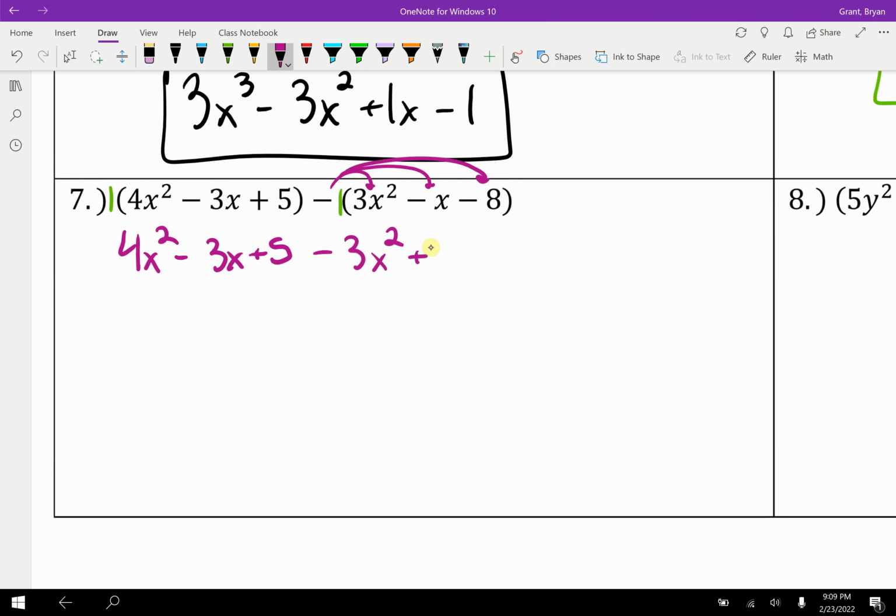Negative 3x squared plus. There's nothing in front of this x. Let's put that invisible 1. Nothing in front of the minus 8. Let's put a positive 8. Okay, we're looking pretty good here.